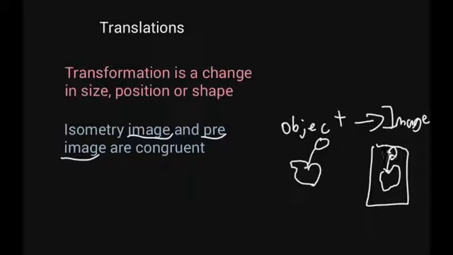Right? So the object and the image are different. The object is the physical thing. The image is what we created. So the same concept here of taking a picture of something. The object is what we took the picture of. The picture is the image.